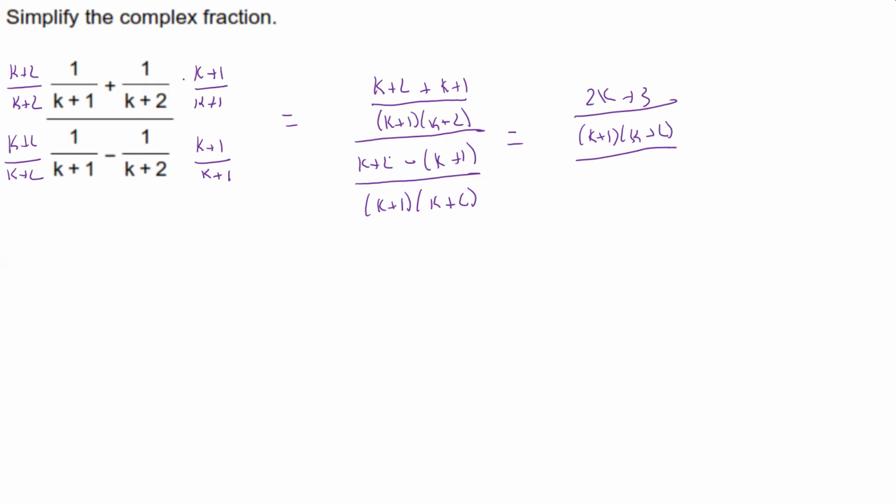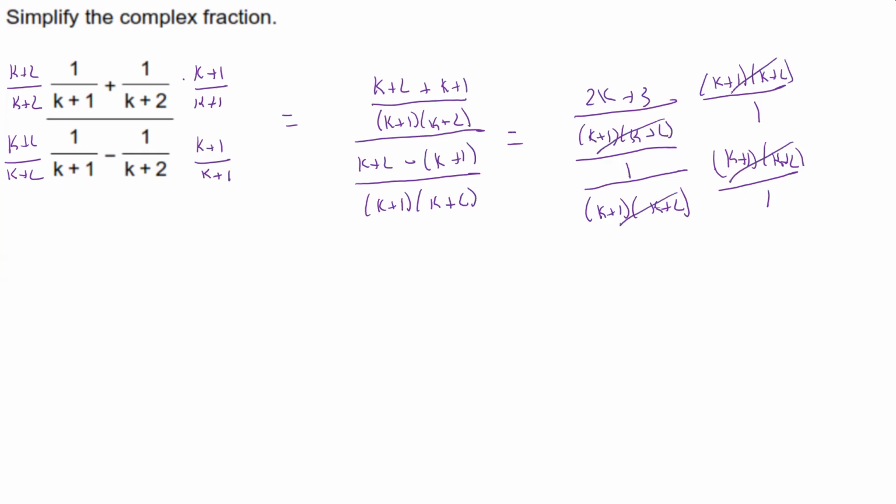Down here we have k minus k, so those cancel. We have 2 minus 1 is 1, so we just have 1. And then we have k plus 1, k plus 2. And so now again, multiply by the reciprocal. And so that cancels that. And guess what? It cancels up here as well. And we just get 2k plus 3 as our solution.